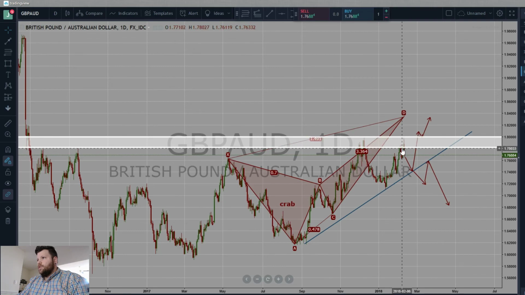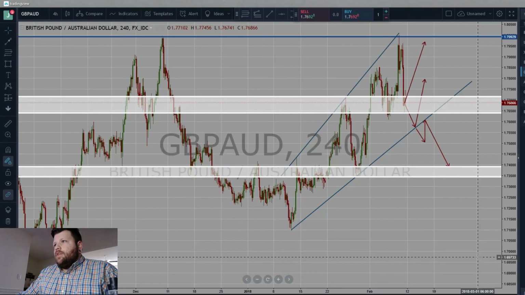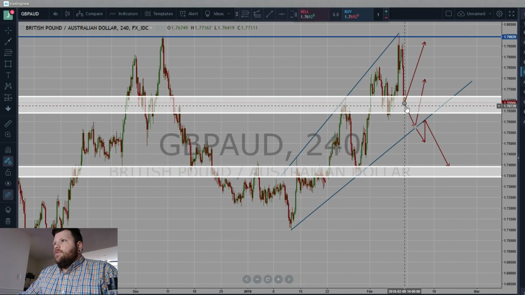If it does come out bearish, I probably won't sell this until this trend line is broken, because I do anticipate this crab pattern to complete at some point in time in the near future. But you know, we're reactionary, so we'll wait and see what happens. Now looking at GA, we have this.